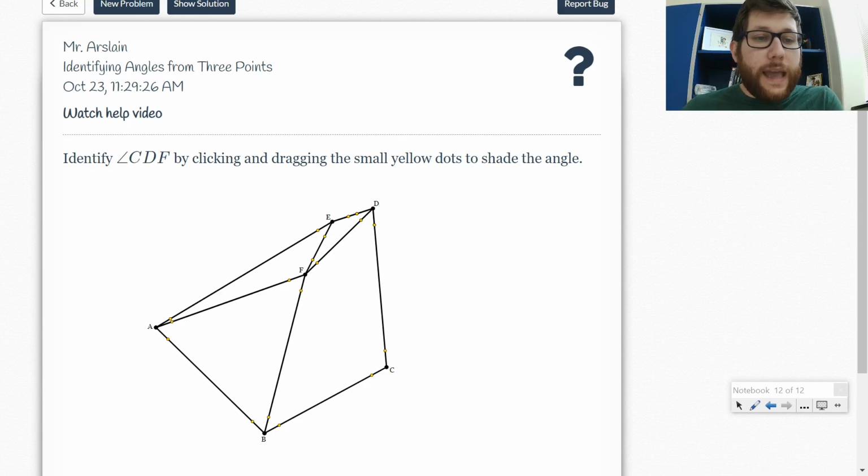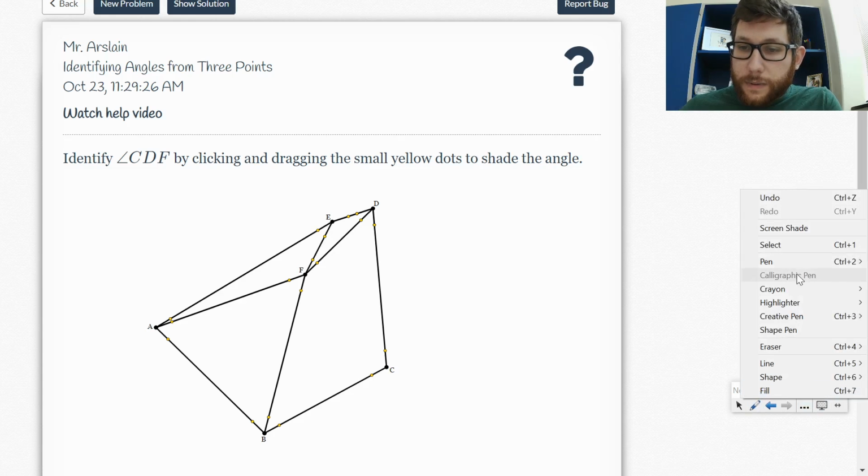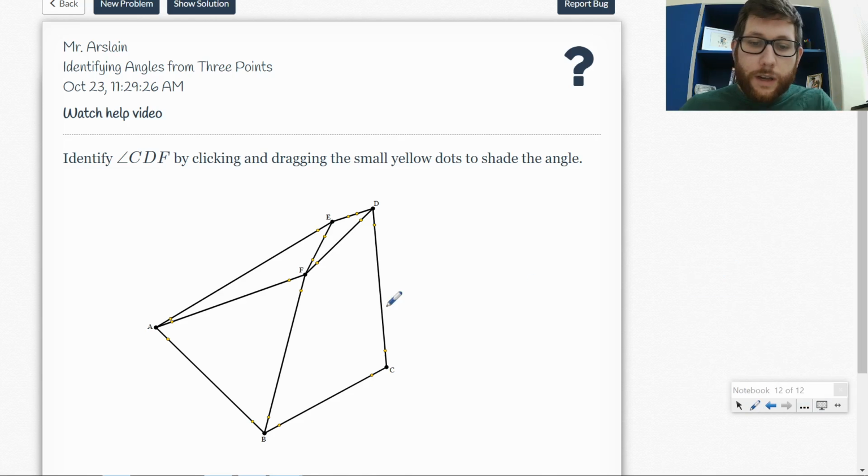Angle CDF looks something like this, okay? Let's go ahead and trace this out, and in fact, let's pick a different pen color here. Let's try purple here. So CDF, let's just connect the points in order and see if that helps us with where our angle is. So C to D to F. Notice if I trace it, that makes an angle right here. So this is the angle I'm talking about.